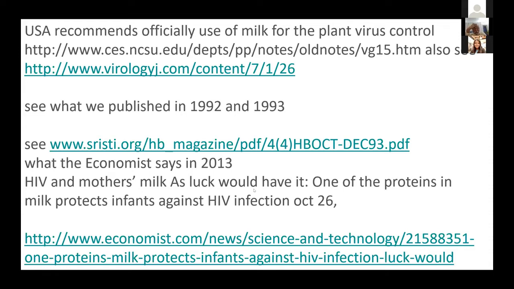The Economist wrote in 2013 that one of the proteins in mother's milk protects infants against HIV infection, October 26, 2013. The link is given here. So for plants and for humans.